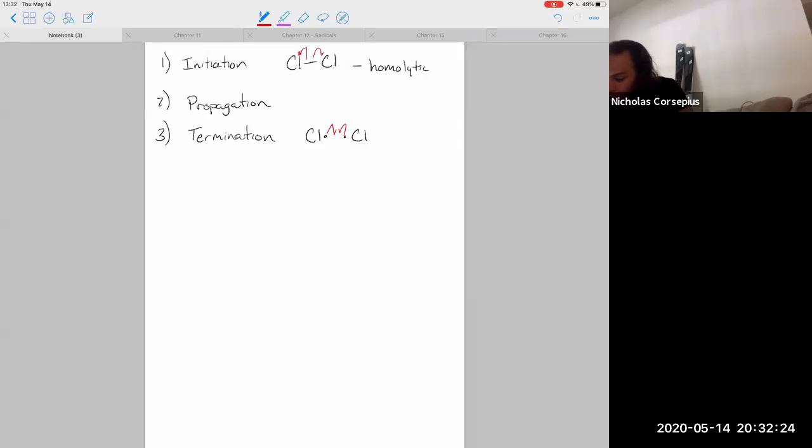I want to keep the ball rolling here. So propagation is something I would put a little star next to, make sure to go back and review what that looks like from a reaction mechanism standpoint. But yeah, I think we're good with radicals here. So let's jump ahead. Okay, so the next topic that we covered were carboxylic acid derivatives.